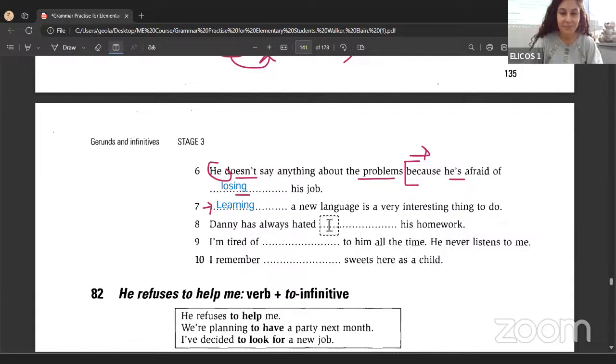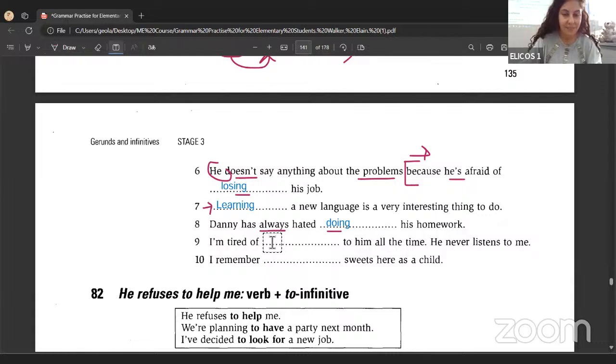Number 8. Danny has always hated doing his homework. Yes. Did we have doing? Yes, he hated doing his homework. So Danny has always hated doing his homework. We use this verb a lot. We do our homework. So that's the action that we say. So he doesn't like it. He's always, and you can see the adverb here. He's always hated doing his homework.